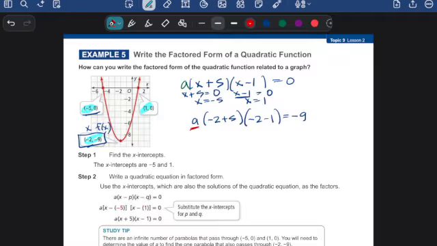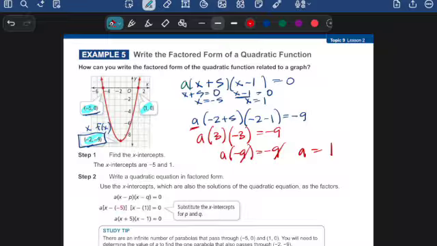I'm trying to solve for this to see if there's a coefficient besides 1. So now we're just going to solve for a. So a times -2 plus 5 is 3. -2 minus 1 is -3. It's going to equal -9. Well, a times -9 equals -9. Divide both sides by -9. A equals 1. So there isn't going to be a coefficient in front of my x squared term, my quadratic term. It's just going to equal 1. So we can write the equation. It's just going to be x plus 5 times x minus 1 equals 0.